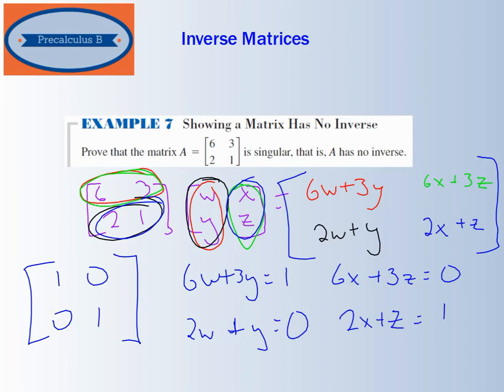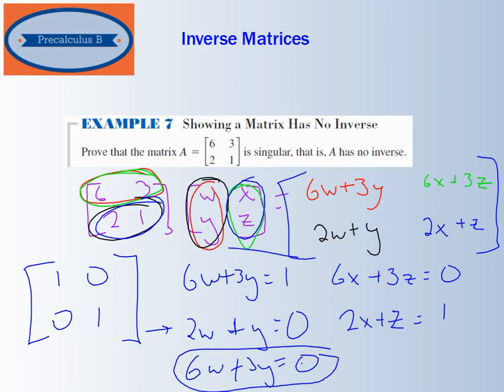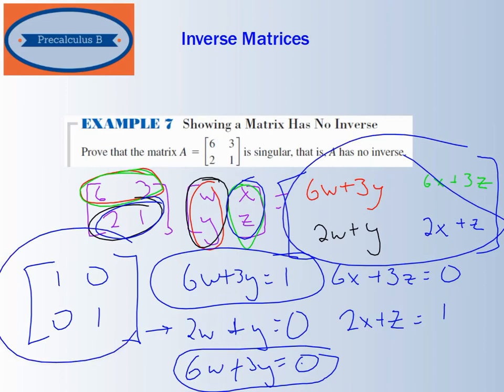Well, the interesting thing here, let's just take, for example, this last piece. If I multiplied both sides by 3, I would end up with 6w plus 3y, and 0 times 3 is still 0. Is it possible for 6w plus 3y to equal 0 and 6w plus 3y to equal 1? Is that possible? The answer to that is no. That's not possible to happen. We wouldn't be able to get two different values for the exact same thing. Because of that, I know that this can't happen. There's no way that this resulting matrix can equal the identity matrix, meaning there is no inverse.